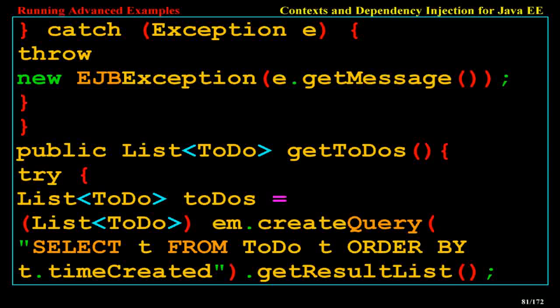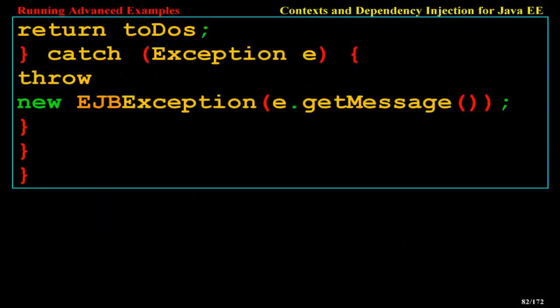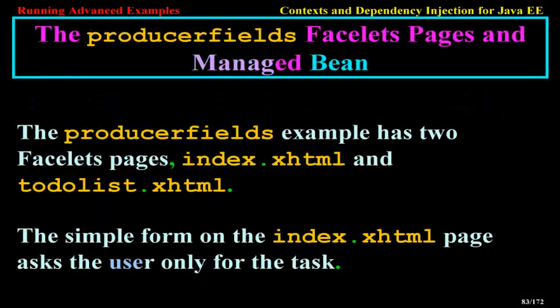public List<ToDo> getToDos() { try { List<ToDo> toDos = (List<ToDo>) em.createQuery("select t from ToDo t order by t.timeCreated").getResultList(); return toDos; } catch (Exception e) { throw new EJBException(e.getMessage()); } The producer fields Facelets pages and managed bean.